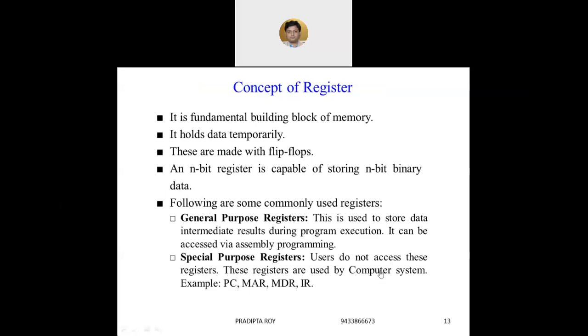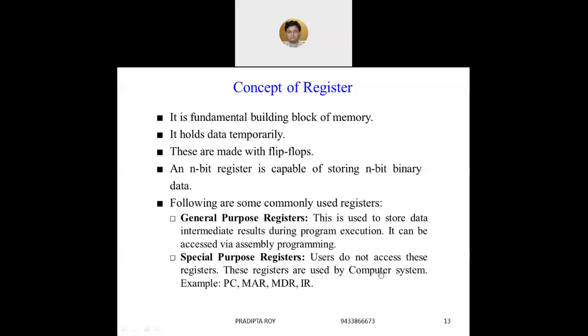Now, for performing these operations, we require some registers, which are the fundamental building blocks of memory. Registers are able to store data temporarily. Normally, all those registers are made up of flip-flops. An n-bit register is capable of storing n-bit binary values. Normally, two different types of registers are found in the system. One is called the general purpose register. Those are used to store data for intermediate results during the execution of the program.